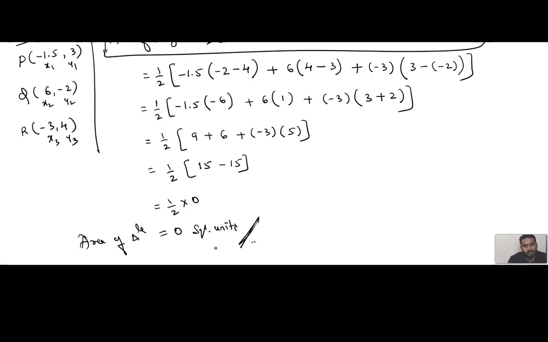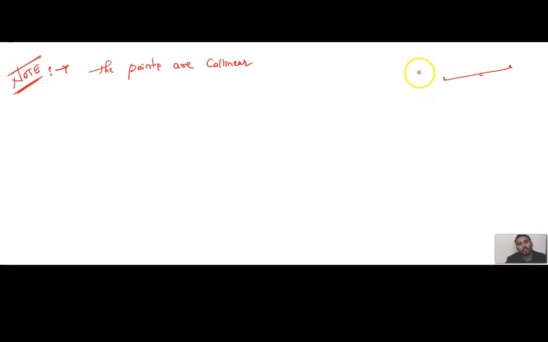Now let me solve example number 14. Children, before going to solve the next problem, one important note you need to remember. Listen here. What is that important note? If you want to say that the points are collinear... What do you mean by collinear? All these 3 points, if they lie on the same line, that is called collinear. If you join all the 3 points and you get a straight line, that is called collinear.